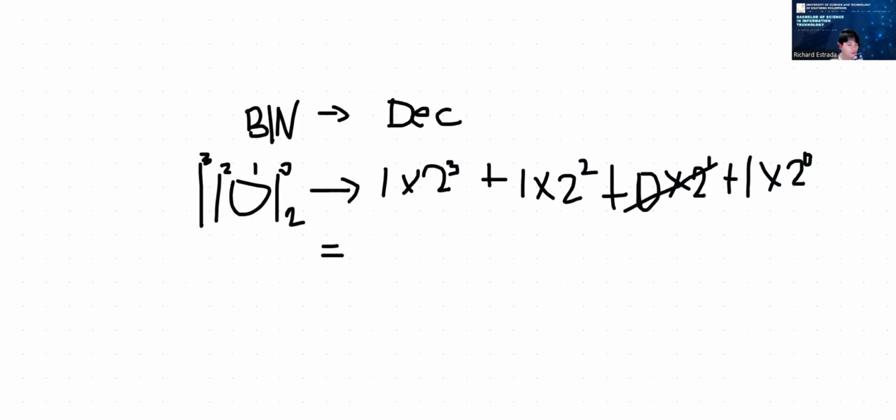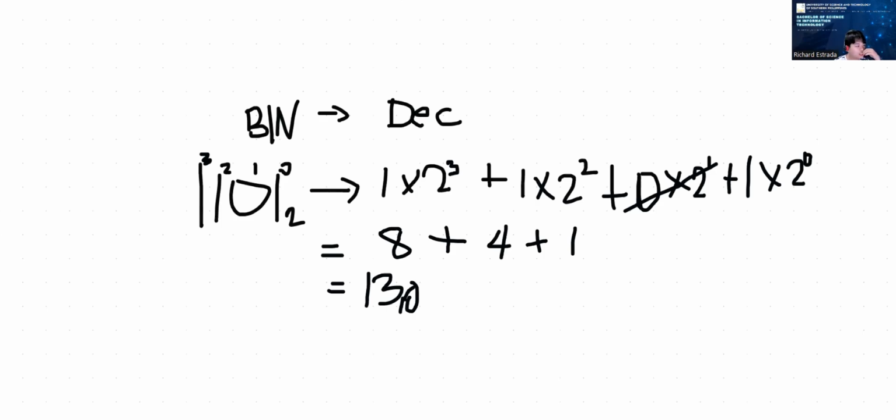1 times 2 to the 3. What is 2 to the 3? 2 times 2, 4, times 2, 8. So 1 times 2 to the 3 is 8. Plus 1 times 2 to the 2. 2 to the power of 2 is 4, so 1 times 4 is 4. And 2 to the power of 0, again, is 1. So 1 times 1 is 1. So the answer is 13 decimal. 8 plus 1 is 9, plus 4, 13. Okay, so 1101 is equivalent to 13 decimal.